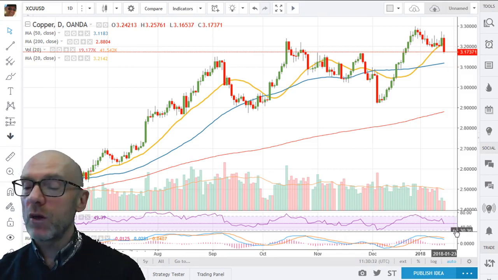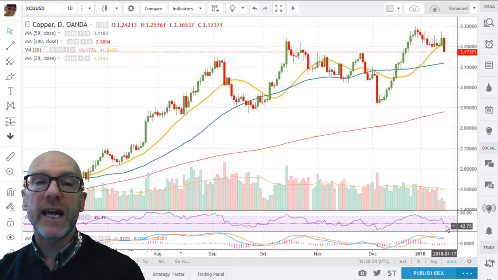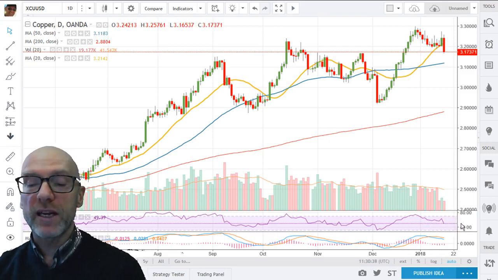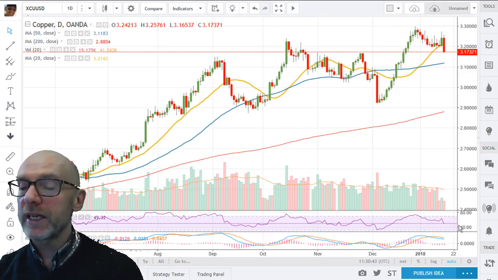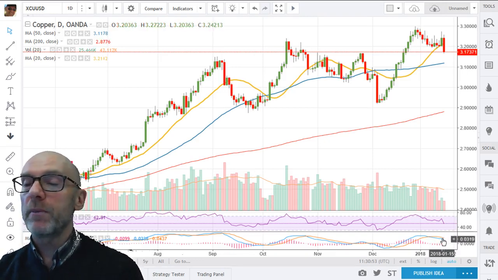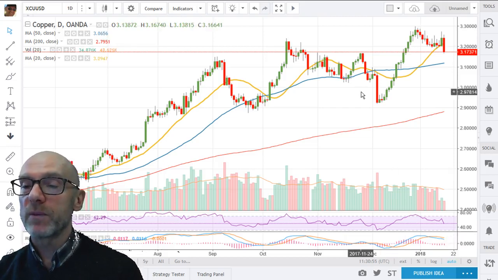Momentum wise, we've lost upside momentum, showing downside momentum now. The RSI is in a downtrend and also below 50, 49.39, and the MACD also both tracking down, but they are still above zero, but in a downtrend, indicating that we are in a period of negative momentum.